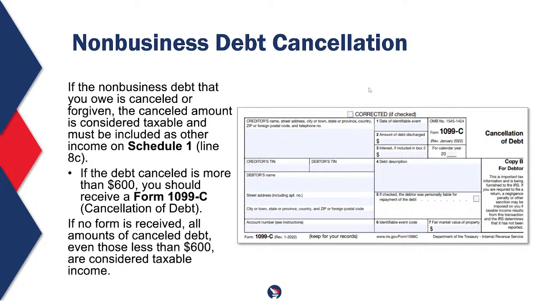This is the saddest happy form you'll ever see. 1099-C. If the non-business debt that you owe is canceled or forgiven, the canceled amount is now going to be considered taxable and must be included as other income on Schedule 1. If the debt canceled is more than $600, you should receive a 1099-C. If no form is received, all amounts of canceled debt, even those less than $600, are still considered taxable income. You must report them, even though the IRS doesn't know about this.